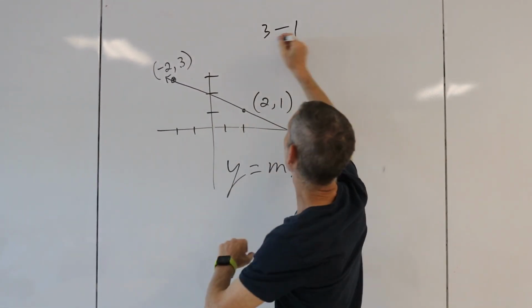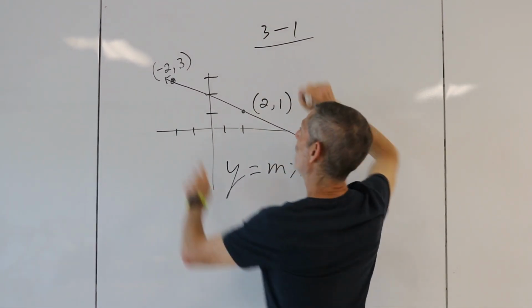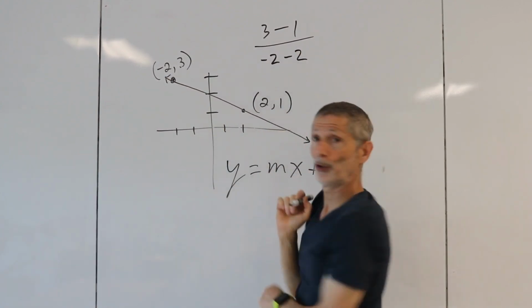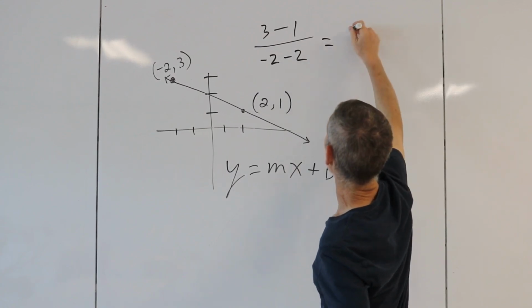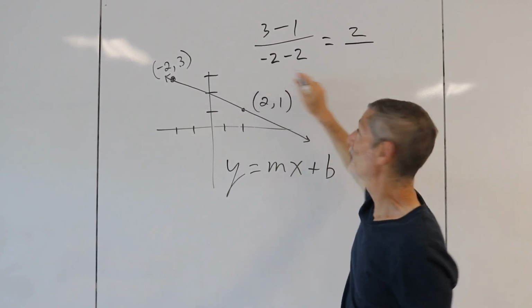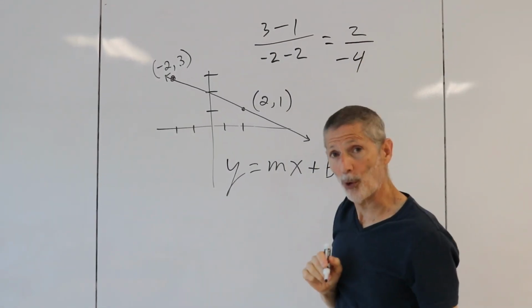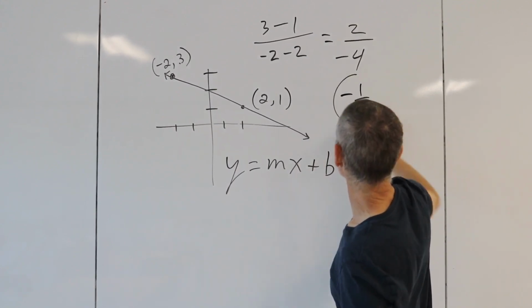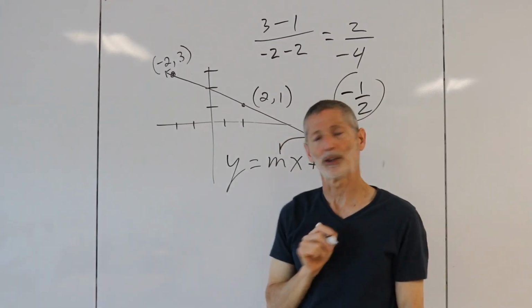So I'm subtracting my y values. 3 minus 1. Oh, can you get me up there? Am I up too high? I'm getting you. Okay, and my x values are negative 2 minus 2. So my slope is 2 over negative 4, also known as negative 1/2. So that is my slope. Excellent. I'll just fill that in.